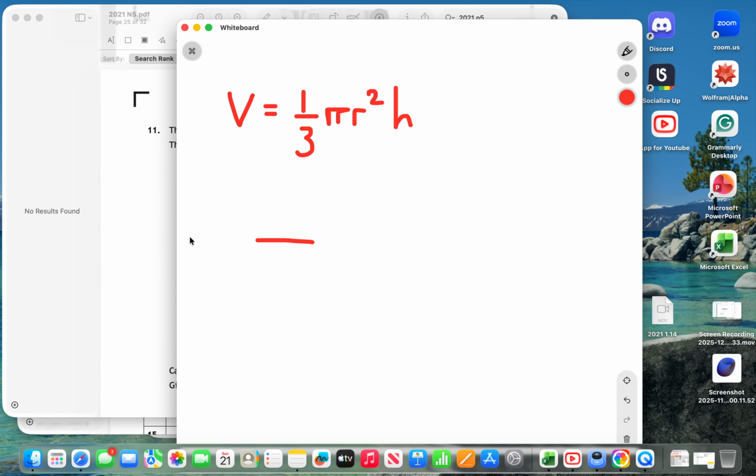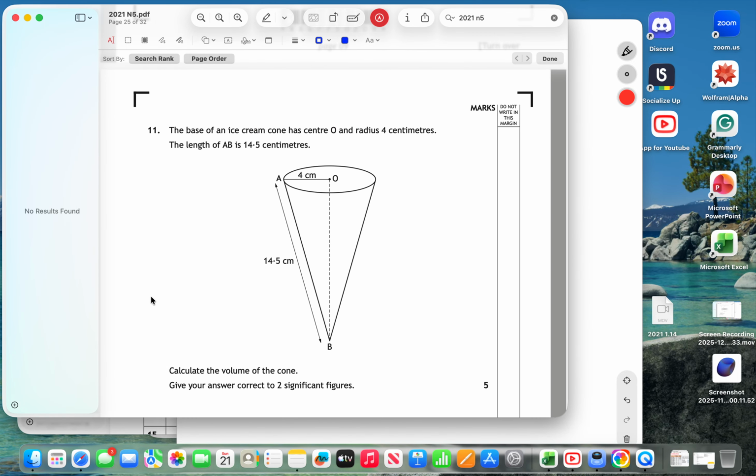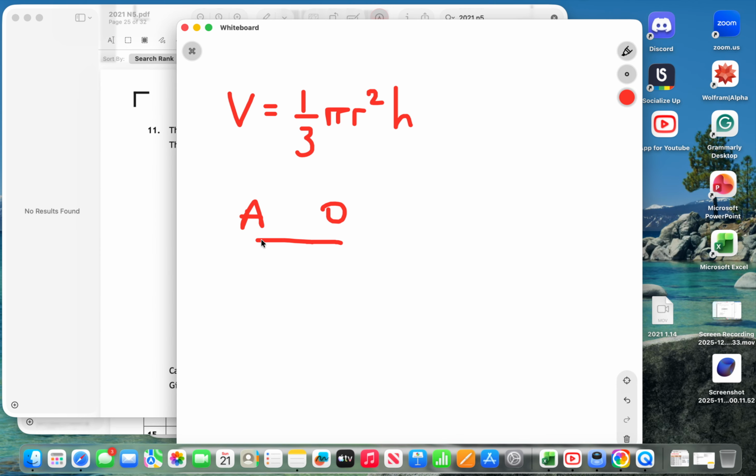So we have AO, you have AB down this way, and you have to find OB. So that is going to be 4 centimeters. That's going to be 14.5, and you have to find the height OB.